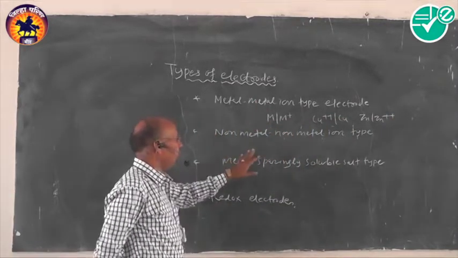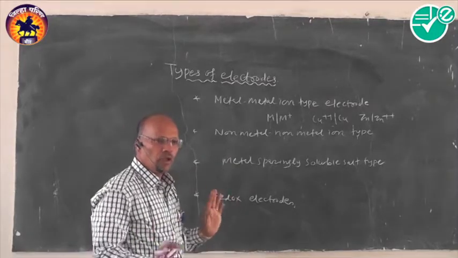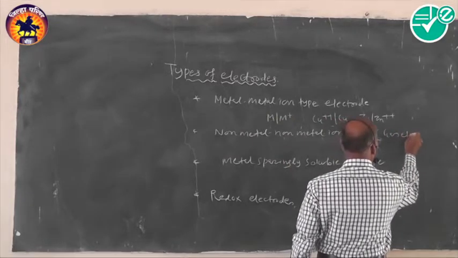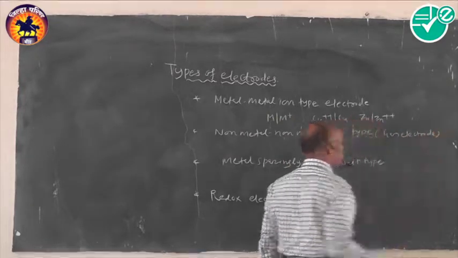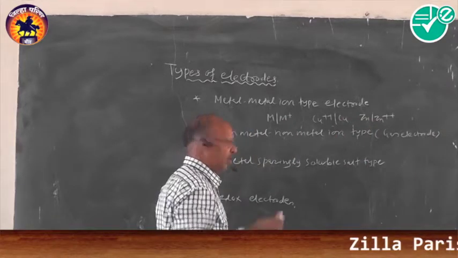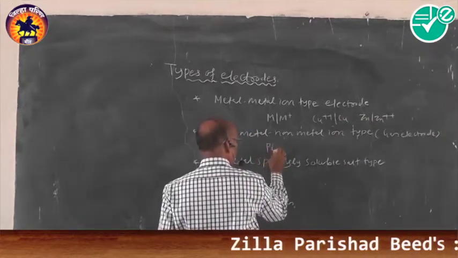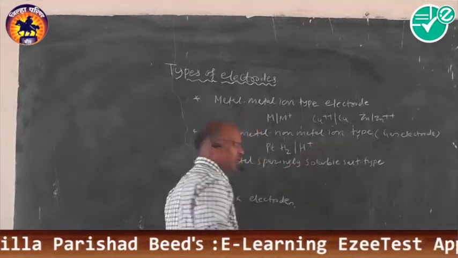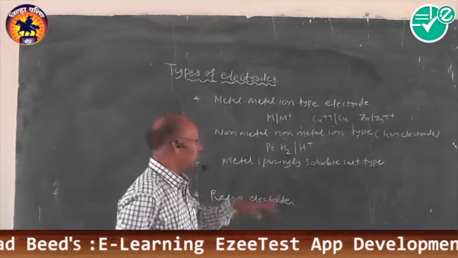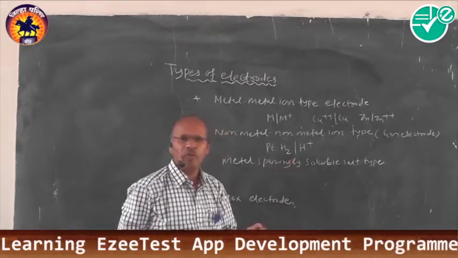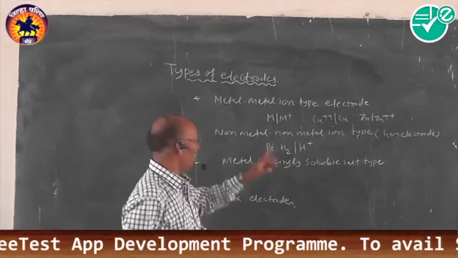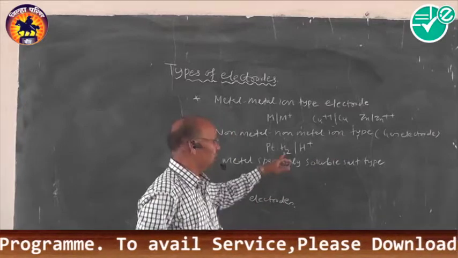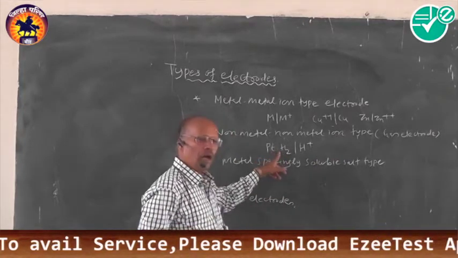Second one is the non-metal ion type of electrode. How is this electrode? Very simple. We can say it is a gas electrode. How can it be defined? It is the electrode in which inert metal platinum is placed with that particular gas in contact with its own ion, referred to as the non-metal ion electrode, or generally called the gas electrode. For example, the hydrogen electrode.